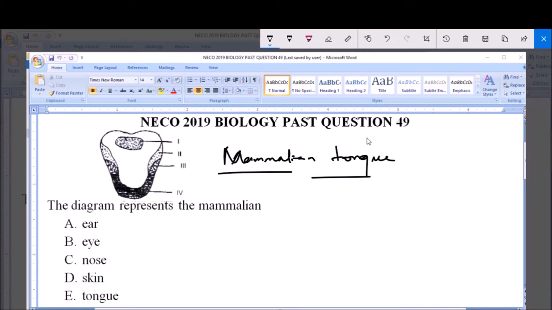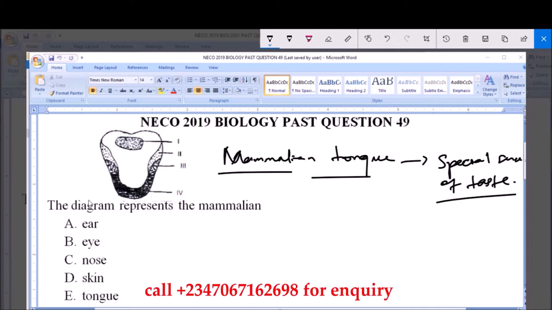And like we know, the mammalian tongue is responsible for the special sense of taste. That is, the mammalian tongue is that organ in the body that enables us to taste. So this diagram represents the mammalian tongue, and that is option E.